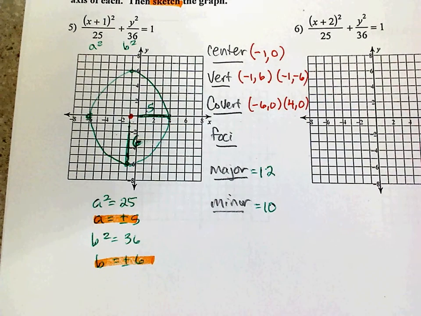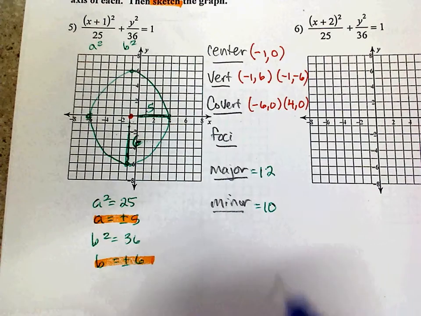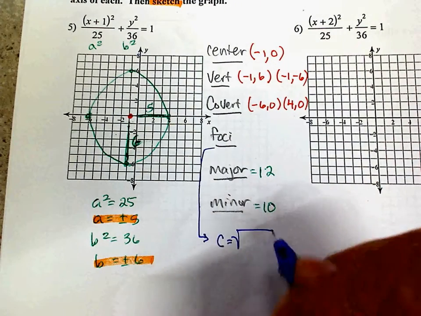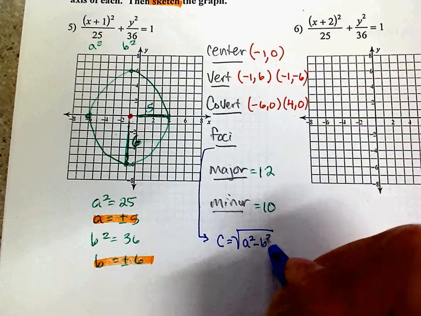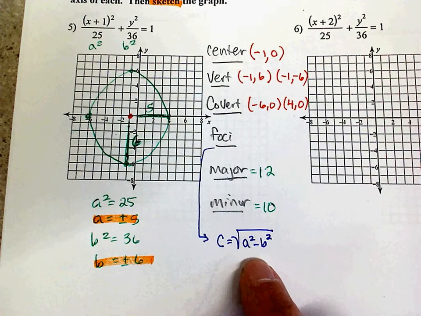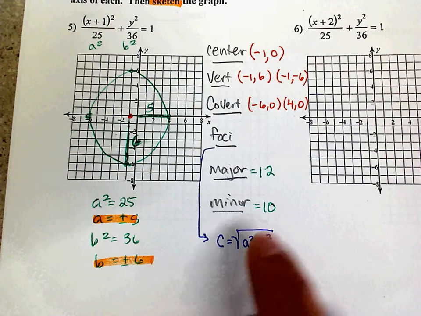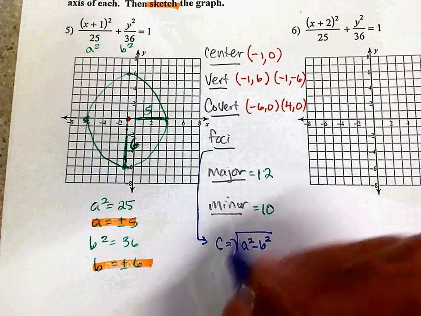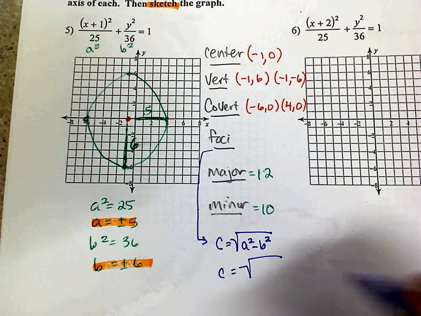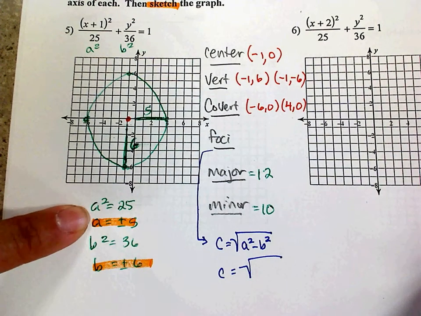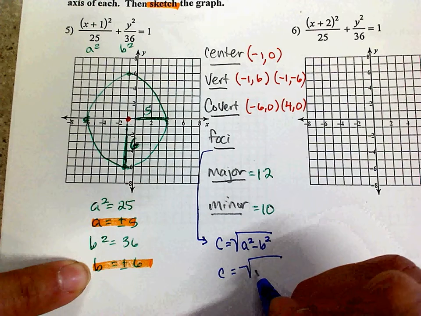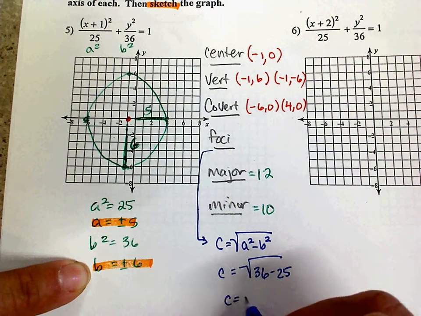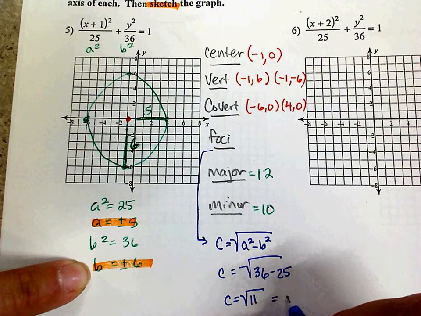Your foci. Your foci is always this formula right here. C equals the square root of a squared minus b squared. Now, it can also be b squared minus a squared, depending on which is the bigger number. You always do the biggest minus the smallest. In this case, square root of a squared is 5, and b is 6. So I'm going to do 36 minus 25. C is equal to square root of 11, which comes out to be 3.3.